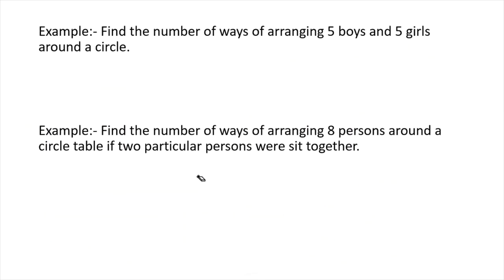Next, we have a few example problems to understand the concepts. The first example problem is like this. Find the number of ways of arranging 5 boys and 5 girls around a circle. So let us try to answer this one. We have 5 boys and 5 girls, so in total we have 10 people. In how many ways can we arrange these 10 people around a circle?